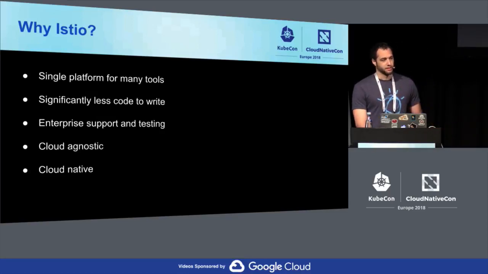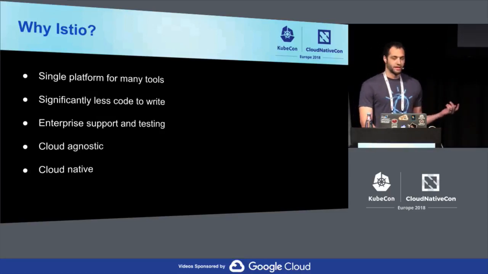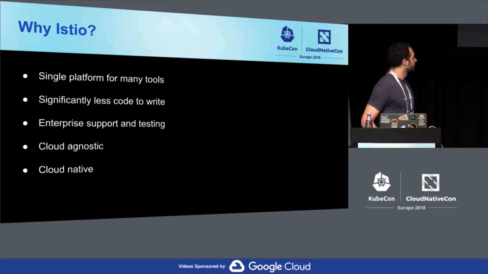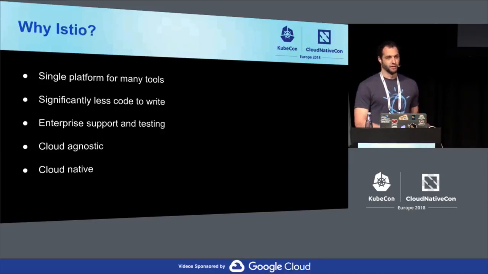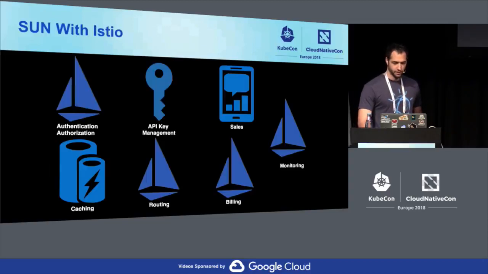It's also cloud agnostic and cloud native. The cloud agnostic one is very important. In the newer version, 0.8 I believe, they're working on multi-cluster support. So you can run Istio in multiple clusters and multiple clouds, with a seamless experience. So that's also very important for us.